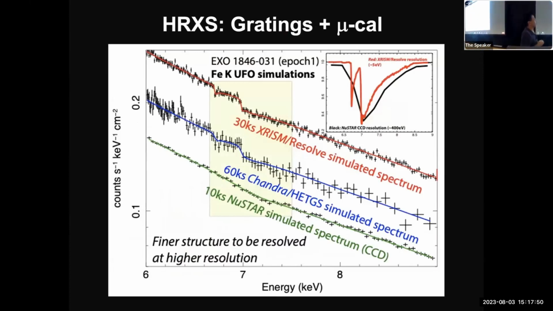The Chandra 60 kilosecond exposure might be able to tell us something about the substructure of this broad iron K band. The black one is NuSTAR at CCD resolution, but with Chandra's microcalorimeter resolution, we can actually separate and resolve iron 26 and 25 separately. We actually submitted the proposal and asked for DDT, and we didn't get the time. That's life, no hard feelings. But it would be nice to see what this substructure looks like.